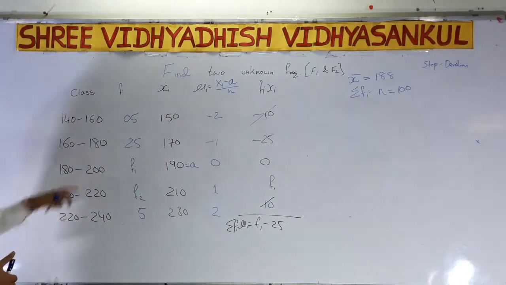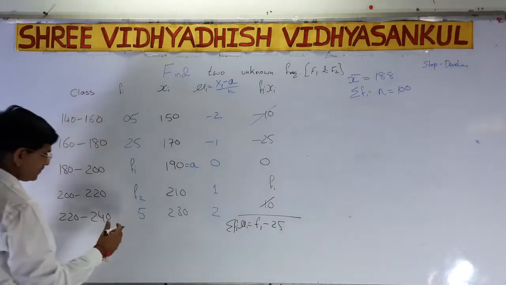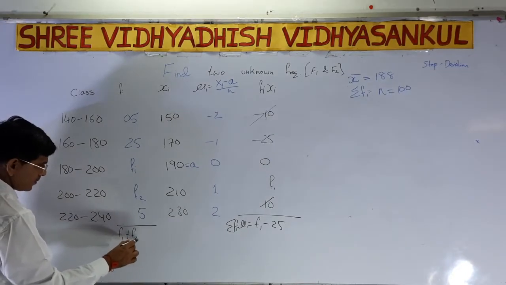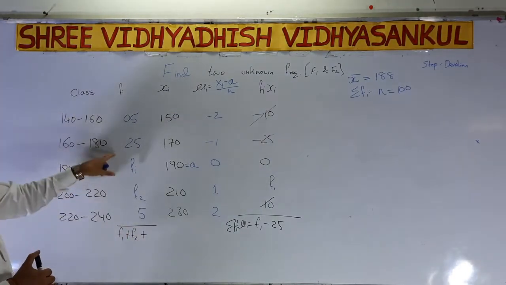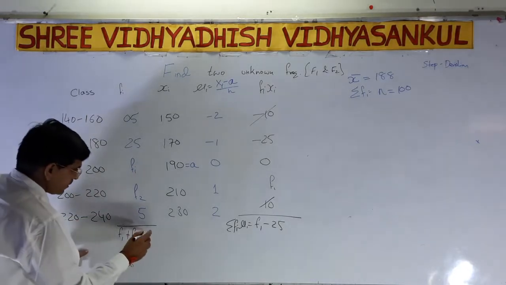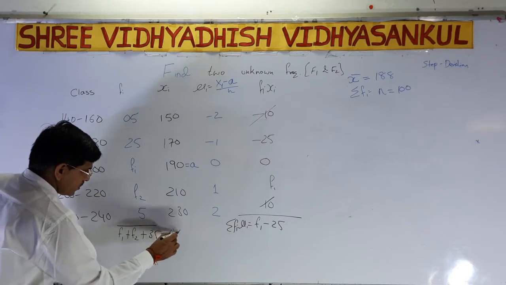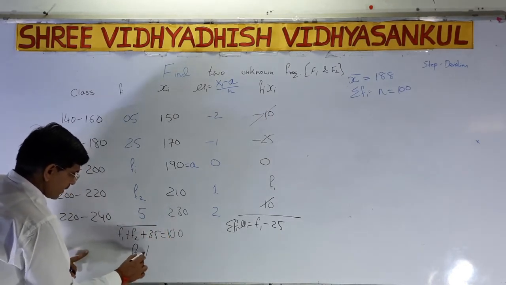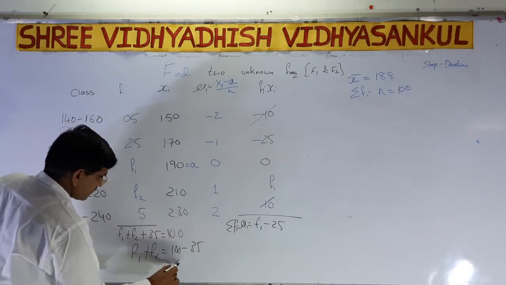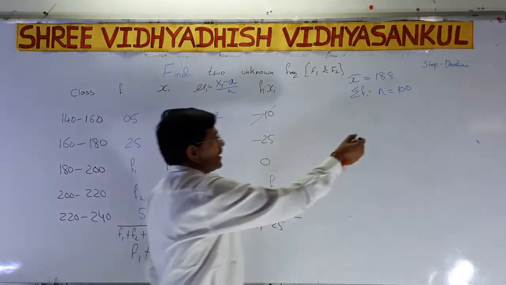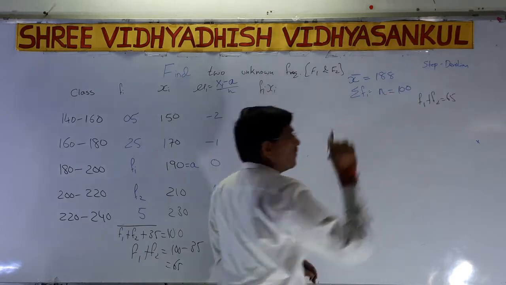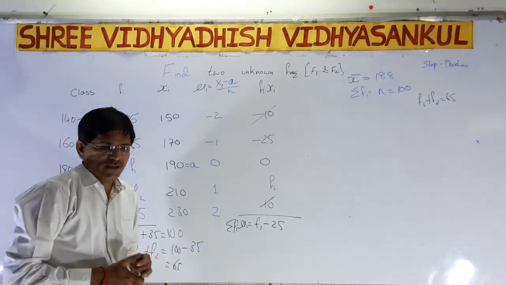Now where do we go first? We have to total it. F1 plus F2 plus 25 plus 5, that is 30. 30 plus 5, 35. So here 35 is equal to 100. So F1 plus F2 is equal to 100 minus 35, that is 65. So we have to remember that F1 plus F2 is equal to 65. Your answer must total 65.